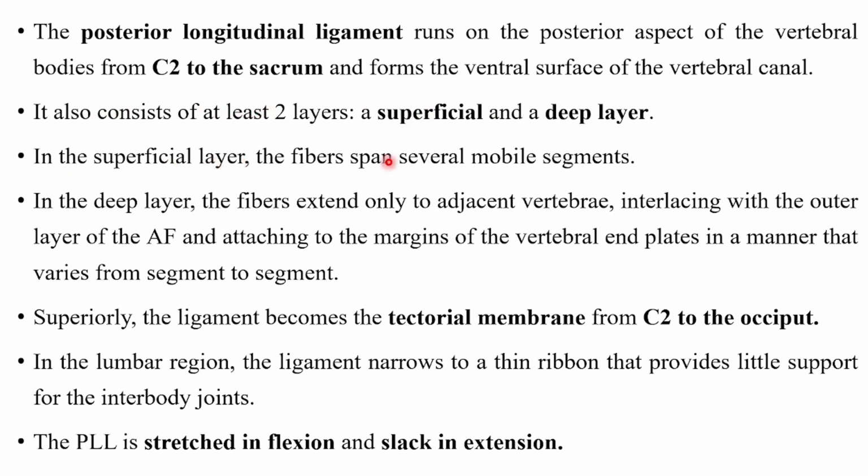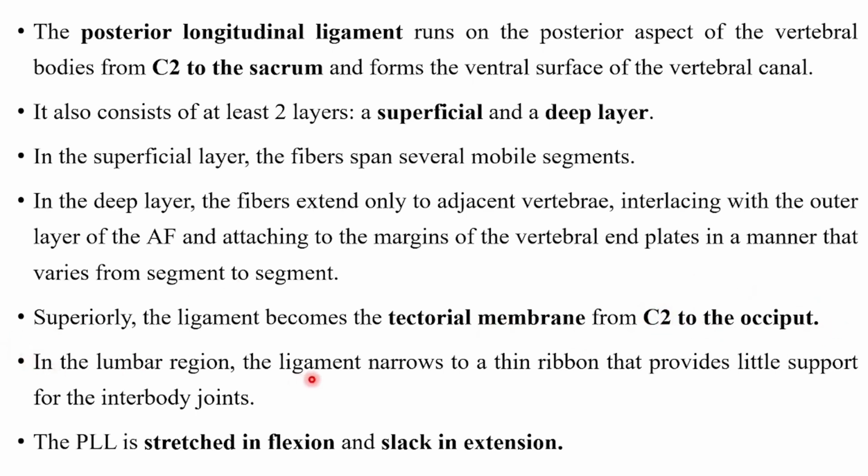Superficial layer fibers span and get attached to several vertebrae, while in the deep layer, these fibers extend only to one adjacent vertebra, interlacing with the outer layers of the annulus fibrosus and attaching to the margins of the vertebral end plates in a manner that varies from segment to segment. Superiorly, this ligament becomes the tectorial membrane. So the extension of your posterior longitudinal ligament above the second cervical vertebra is known as your tectorial membrane. So that will be running from the second cervical vertebra to the occipital region.